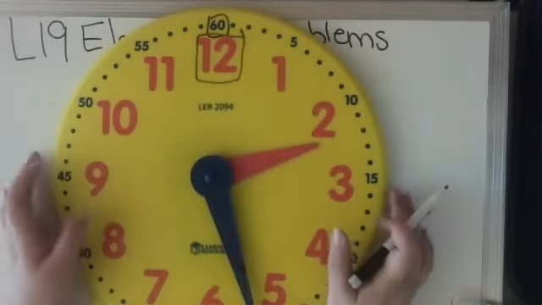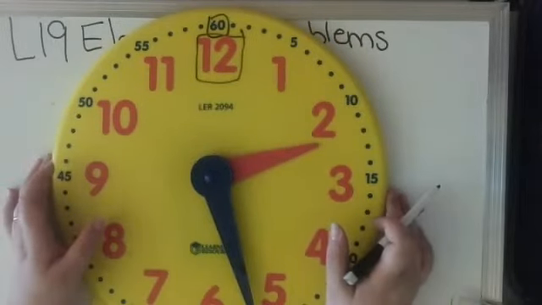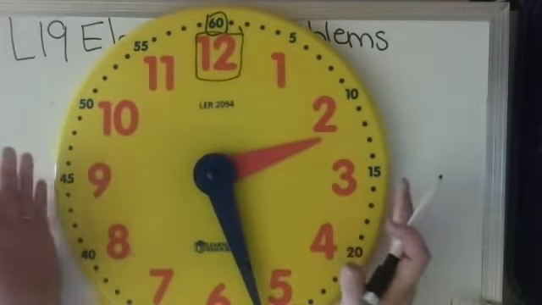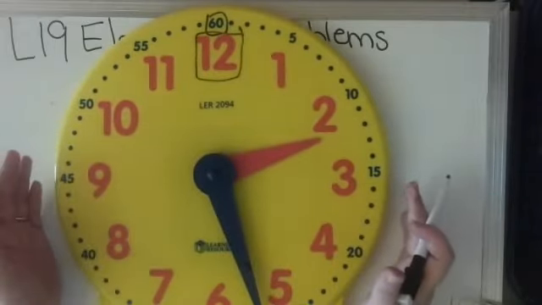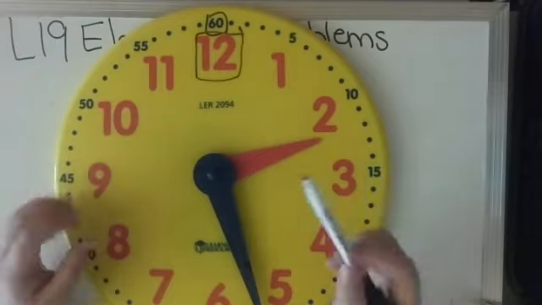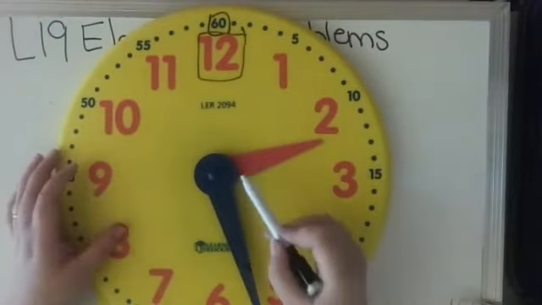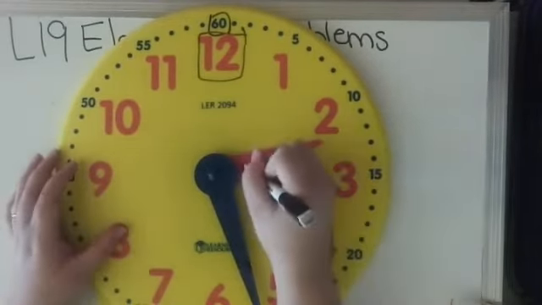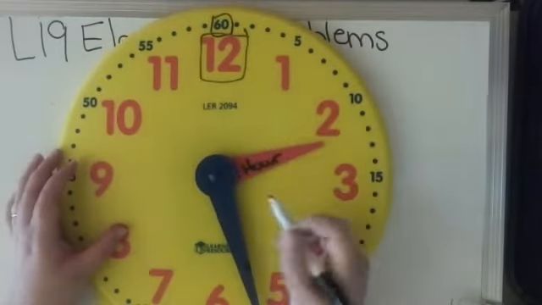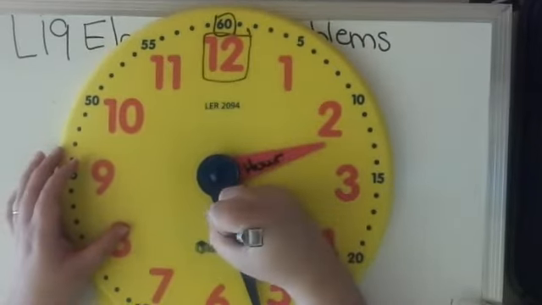So this is lesson 19, elapsed time problems for Saxon 4. The first thing you need to do is be able to read a clock if you're going to do elapsed time problems. A couple of things on a clock you need to remember: the small hand is the hour, and the big hand is the minute.